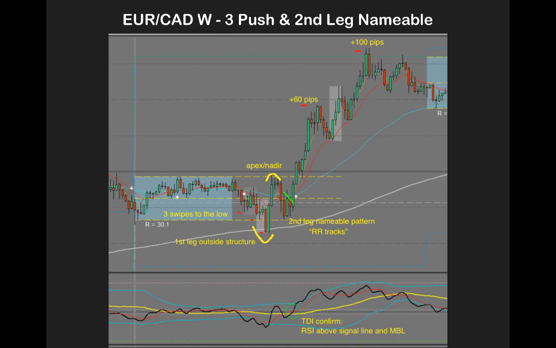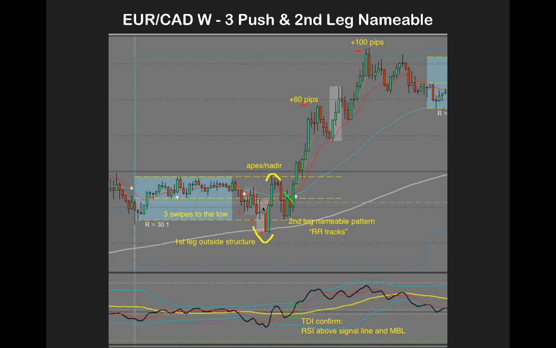Okay, so here we have a EuroCAD example. Okay, this is a W. 3 pushes with a second leg nameable pattern. Okay, so this is our Asian session. Okay, this Asian session box there, you can see the accumulation phase. Okay, and then what happens after the Asian session? They break out of the box. They give you 3 swipes to the low, 1, 2, 3.